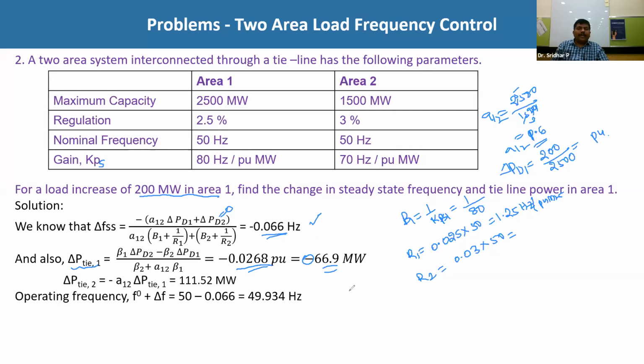And delta P tie 2 is there. How are we going to get delta P tie 2? Minus A12 into delta P tie 1. So here, if this minus means decreasing, automatically delta P tie 2 will be increased. Like this, the exchanging of power takes place among the two control areas. So here it is minus, but here it is plus only.